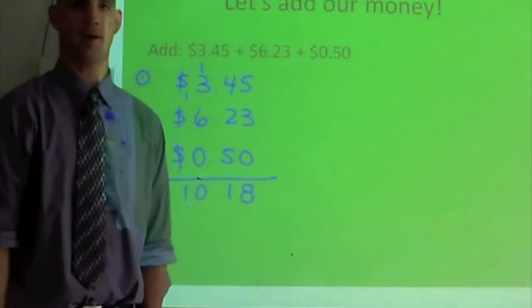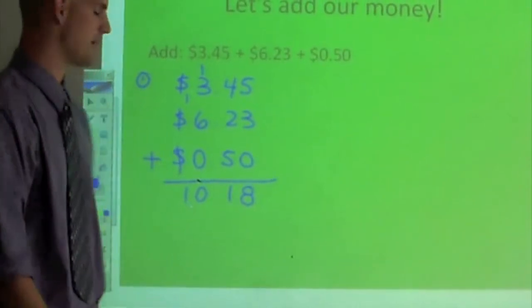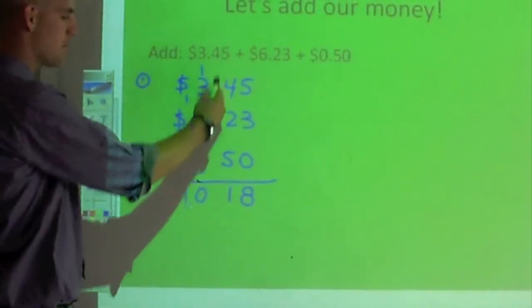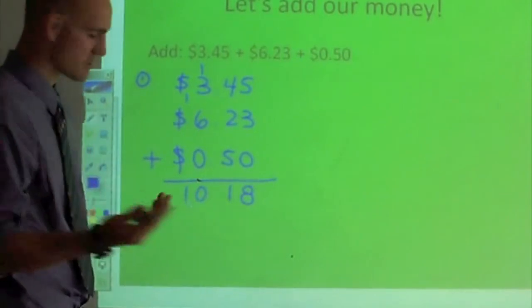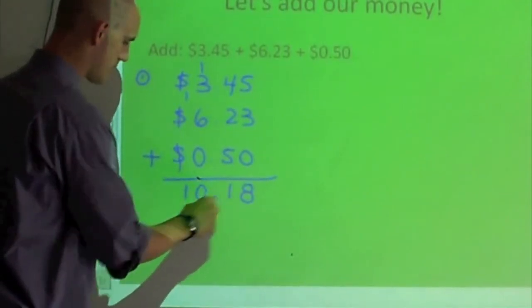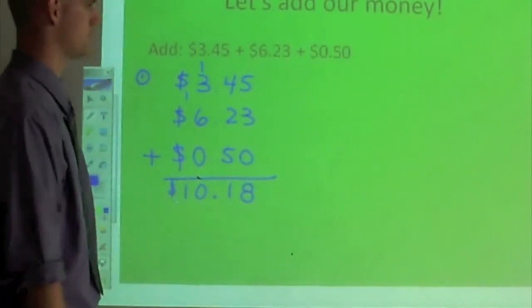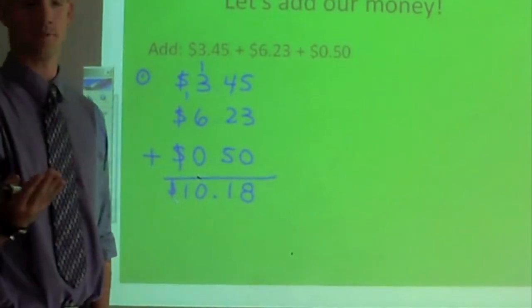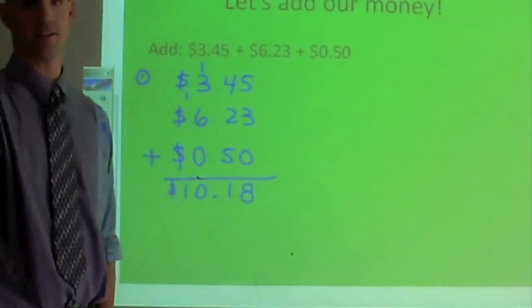In my final step, I need to add my decimal point and my dollar sign. My decimal point goes in line with all the rest of my decimal points. And my dollar sign goes out front. So when I add these three sums, I get $10.18.